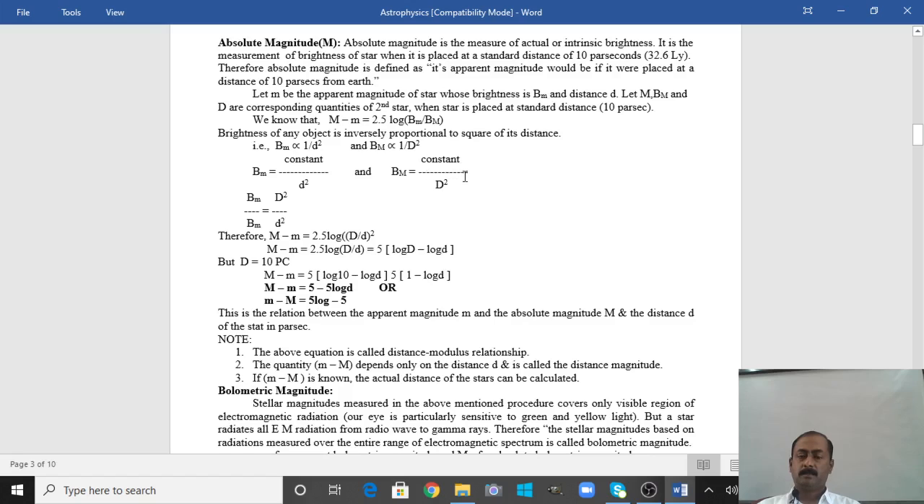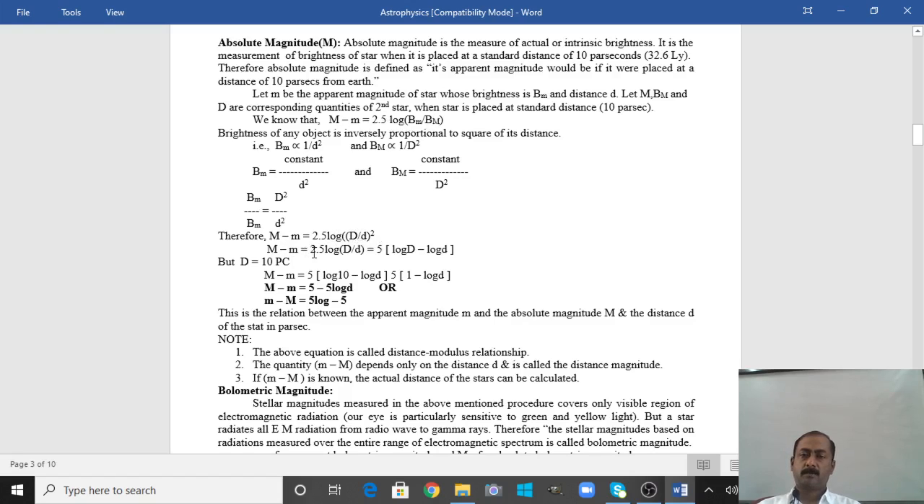Here the constant is the proportionality constant. On dividing these two, Bm by capital Bm equals capital D square by small d square. Therefore, we can substitute the Bm by capital Bm value in the above equation. We get m minus M equals 2.5 log of d by D whole square.